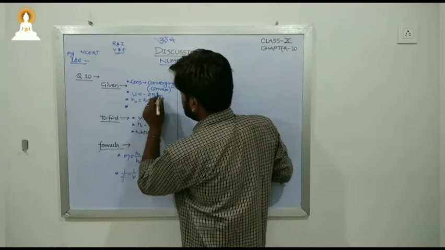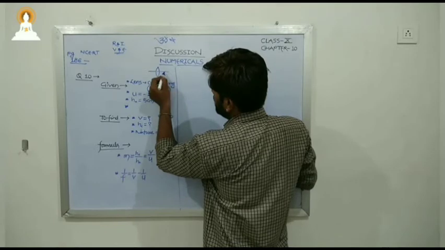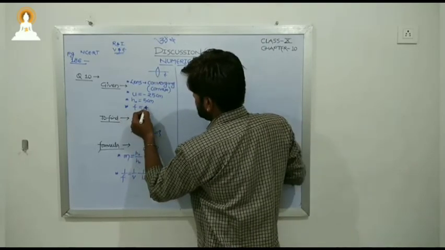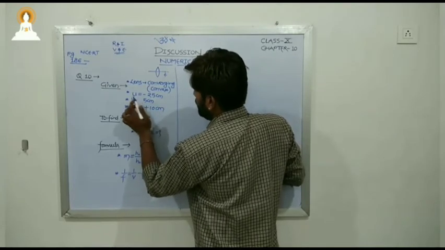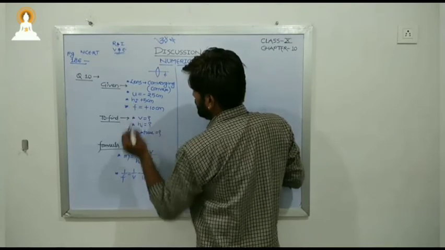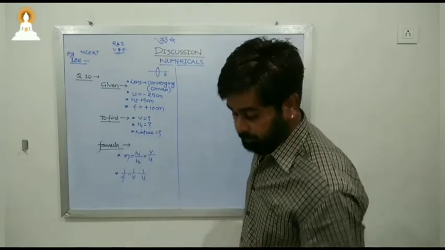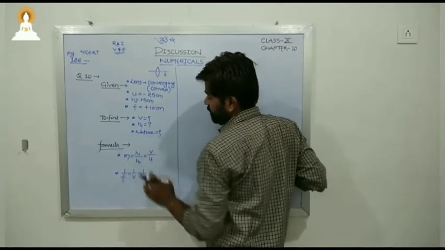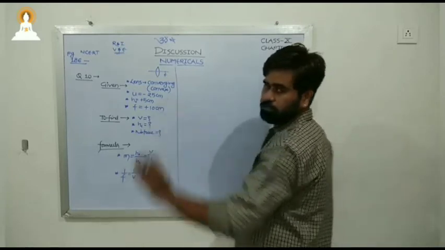Now converging means what? Convex lens. If a convex lens is there, then the focus is here. So the focal length is 10 cm, with a plus sign, plus 10 cm. Height of object, we know, will always be plus. Now they are asking for the position of image, height of image, and nature of image. Okay. Now let us start, and we also have to draw the diagram.